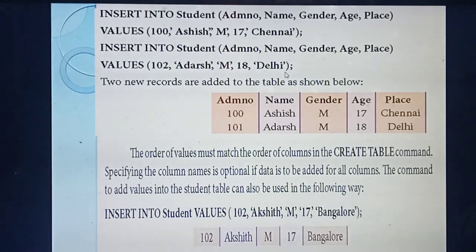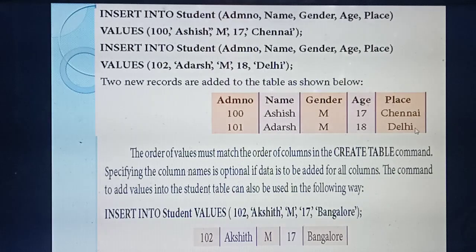How many rows have you entered now? 2 rows. See the output. What are the fields you have entered? Admission number, name, gender, age and place. The first row values: 100, Ashish, M, 17, Chennai. Then the second row values. This is not 101, it's 102. So change this to 102: 102, Adarsh, M, 18, Delhi.